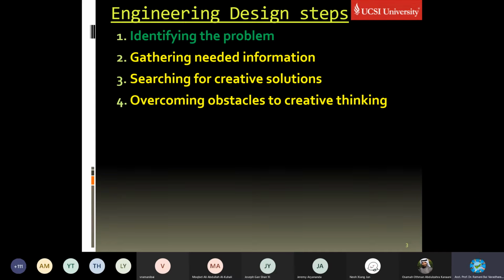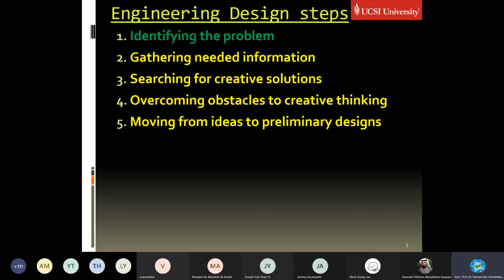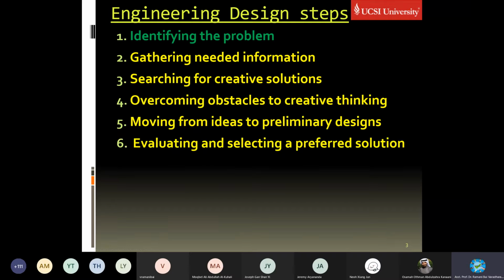So find out overcoming obstacles to creative thinking. You must understand the constraints and try to overcome. How to overcome? Must have an approach or an idea to do that. Moving from ideas to preliminary design. Once you have done this part, identified the basic information, data, creative solution or methodology, then the obstacles must be well known, or you must have an expert who can guide you through overcoming obstacles. With that, you can have ideas moving to preliminary design.